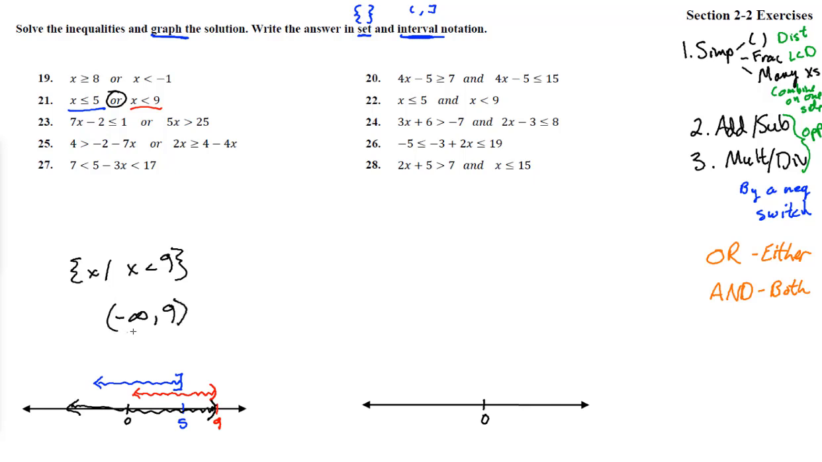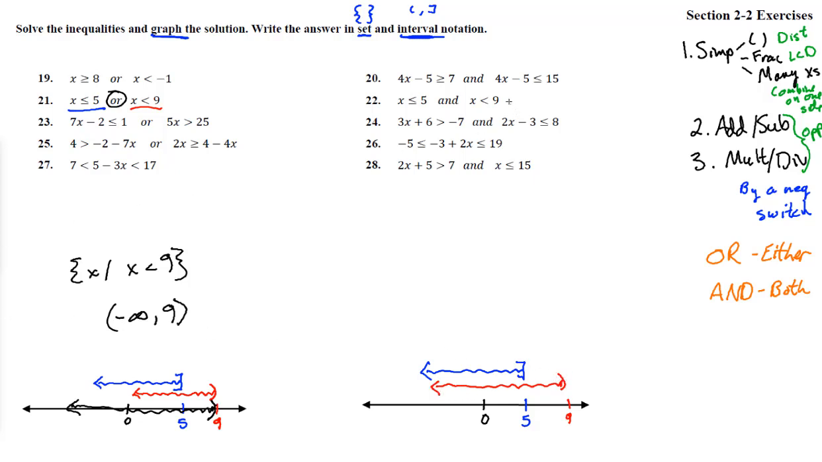This is interval notation, and the black is the graph down there. All right, the and statement on number 22. X is less than or equal to 5, so here's 5. And we're going to go less than or equal to. Good. And then we have x less than 9. Hey, look, these are almost going to be the same thing. So here's 9. And we go less than 9, so we have a parentheses there, open circle at 9.